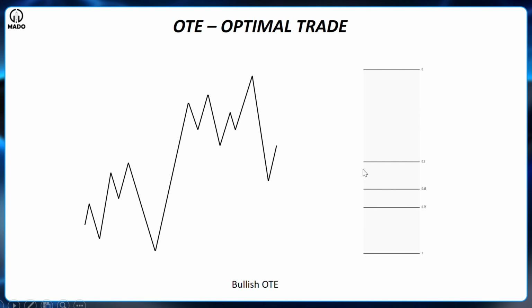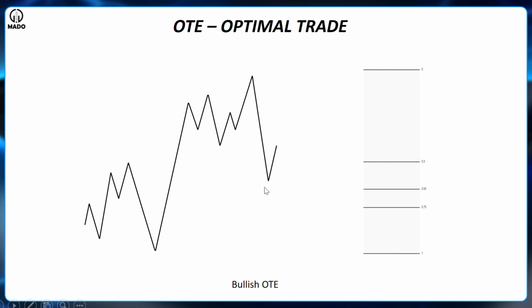That area is your OTE zone. Now, how do you identify that zone? Pretty simple. You take your Fibonacci tool from the swing low to the swing high in a bullish scenario, or from swing high to swing low in a bearish scenario. The area between the 60 and 70% retracement is your OTE zone. That's where price usually reacts before continuing the move.